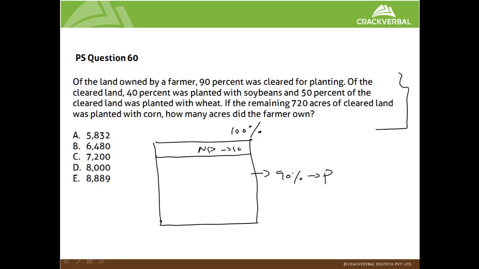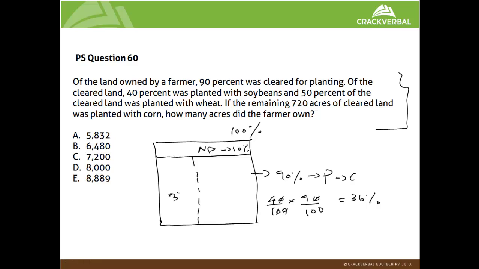Now the next line says, of the cleared land, 40% was planted with soybeans. This is the cleared land for planting. So of this, 40% was planted with soybeans. So 40% of 90%, that is 40 by 100 into 90 by 100, which is 4 nines are 36%. So 36% is planted with soybeans.